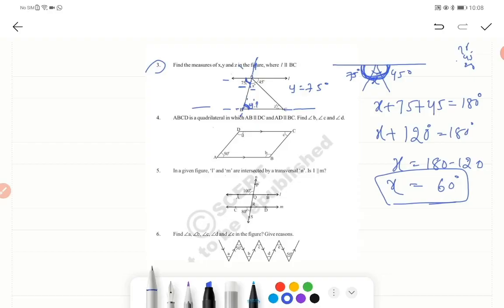Yes, if I extend this, my AC is a transversal for L and the line BC. So I want this angle, and I know what this angle is. 45 degrees and Z are alternate to each other. Therefore Z will be equal to 45 degrees. So actually it's quite easy to do.